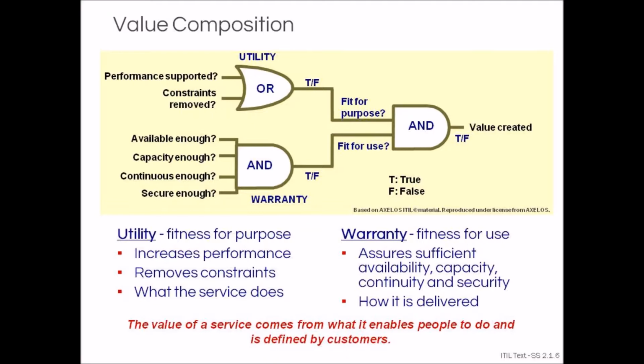In the end, who cares if you got this great service, it does what you need it to do, but it's not available, and it doesn't have the capacity, or it's not secure when we need it to be secure. So these concepts are really important in terms of warranty, having enough availability, having enough capacity or continuity or security. And these are the things that ultimately, when you put them together, utility and warranty are really valued by the customer, and so they want to define that value in those two terms. Now, having said that, the business has to be willing to fund what they're asking for in terms of those levels of utility and warranty.